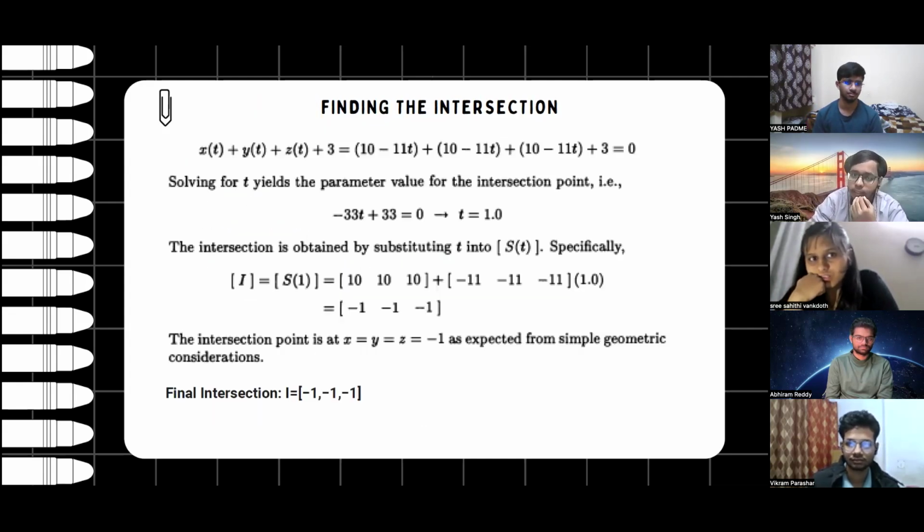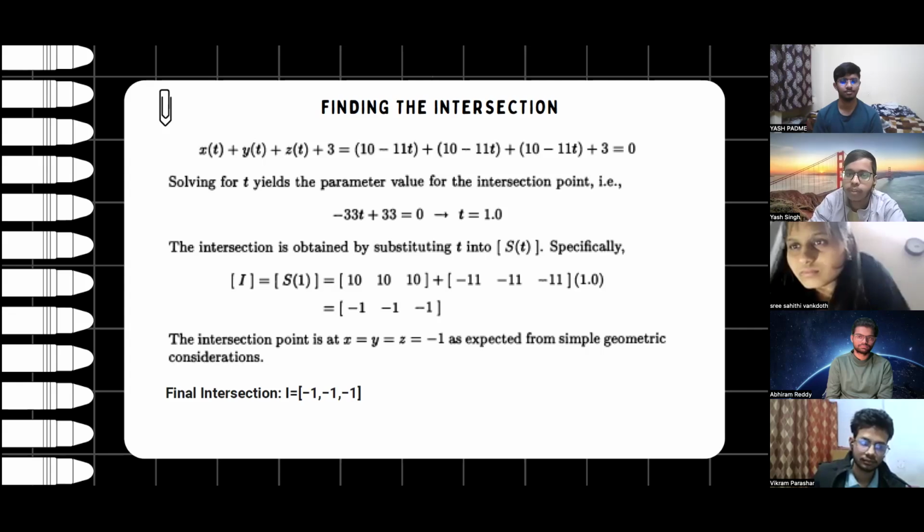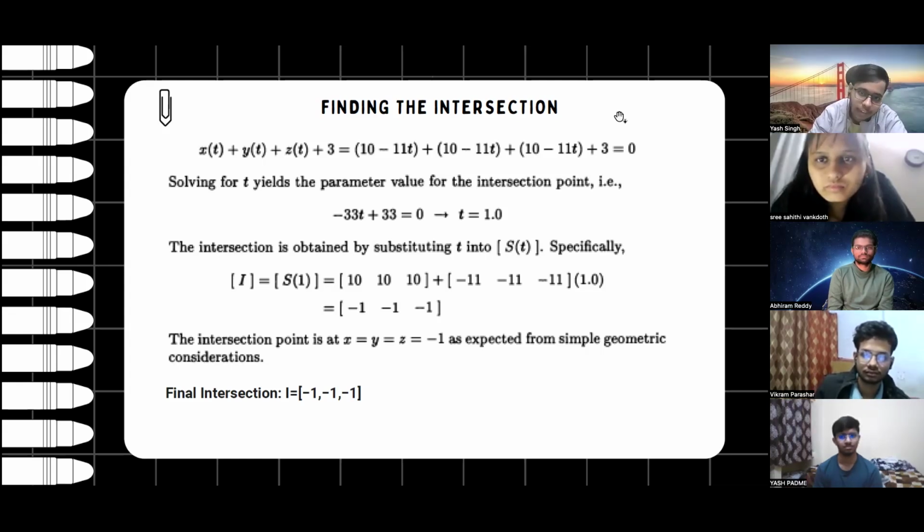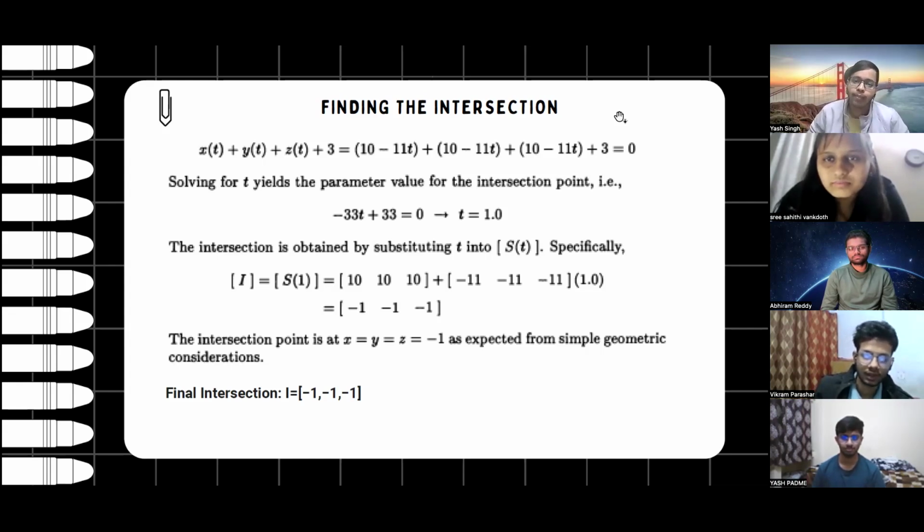For finding the intersection, as we have the parametric equation, we first find the value of t. After solving the equation, we get the value of t equal to 1. So we get the actual parametric equation. To find the intersection point, we have to put the value of t in the main equation. So our intersection point comes out to be -1, -1, -1.